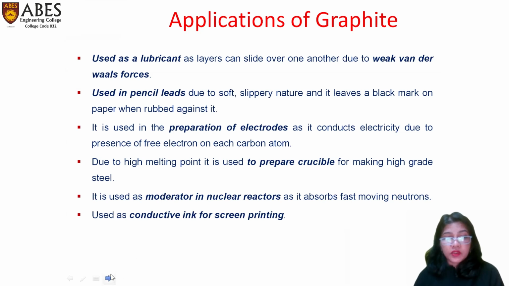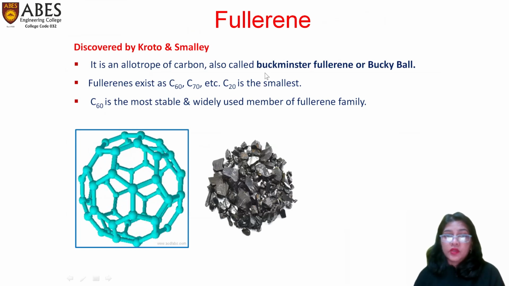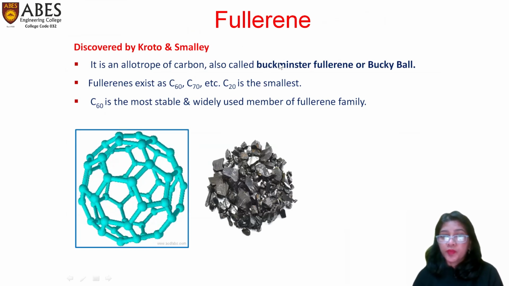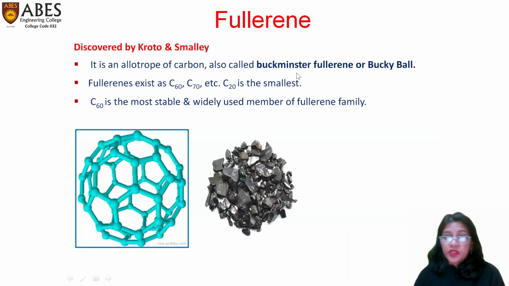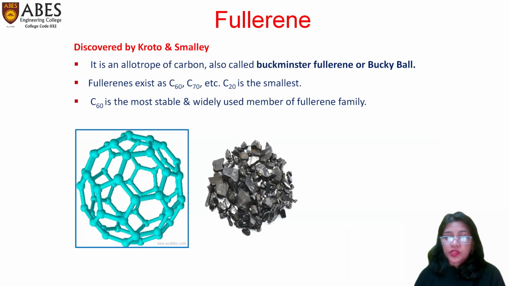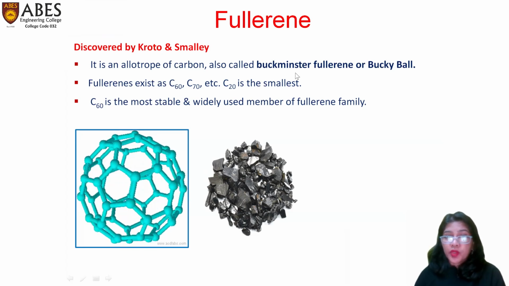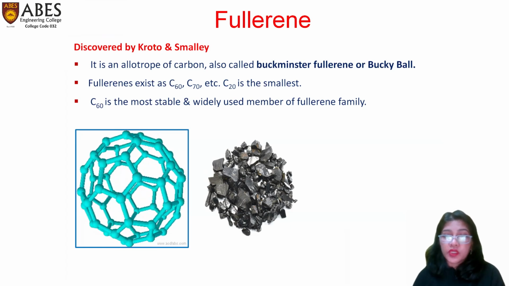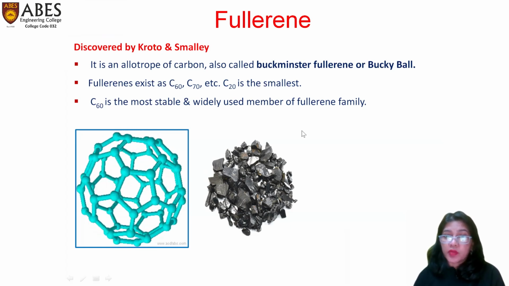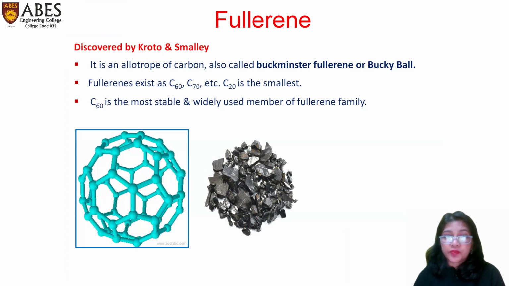Now we'll be discussing fullerene. Fullerene was discovered by Kroto and Smalley. It is also an allotrope of carbon. The other name for fullerene is Buckminster fullerene or buckyball, as it looks like a buckyball, so it is given the name buckyball. And it is called Buckminster fullerene because the structure of the fullerene resembles the dome-like structure made by an architect, Buckminster Fuller.